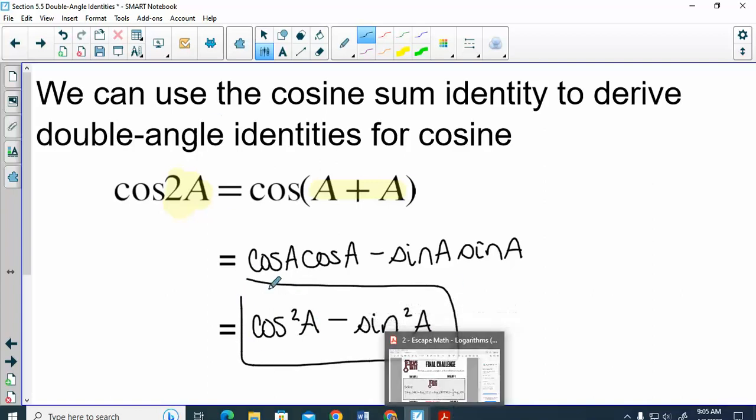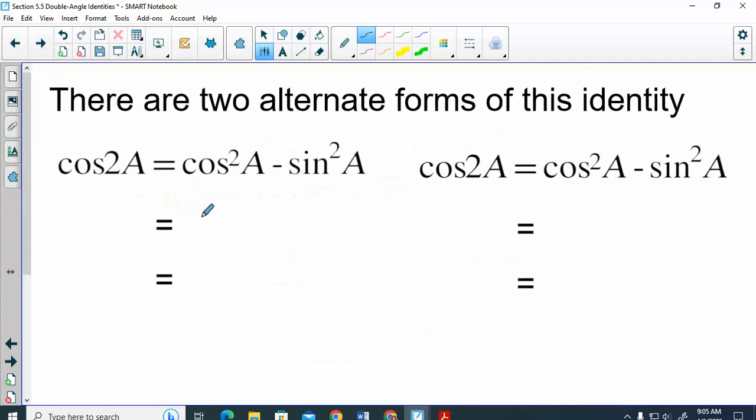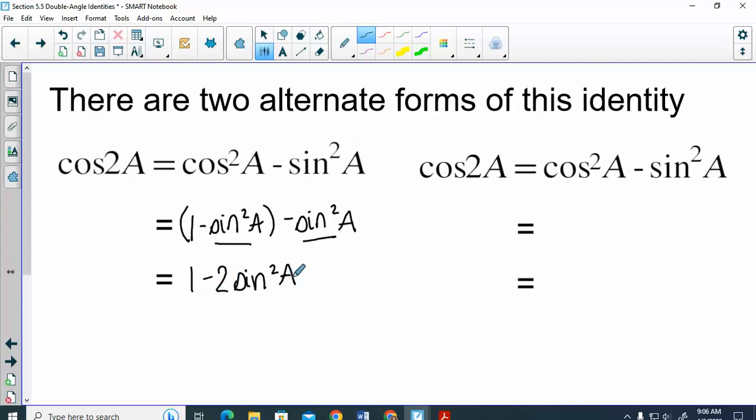Now we can use that to get a couple other variations. We know that cosine squared is the same as 1 minus sine squared. So negative sine squared a and negative sine squared a would be negative 2 sine squared a. So this is a second double angle formula for cosine.